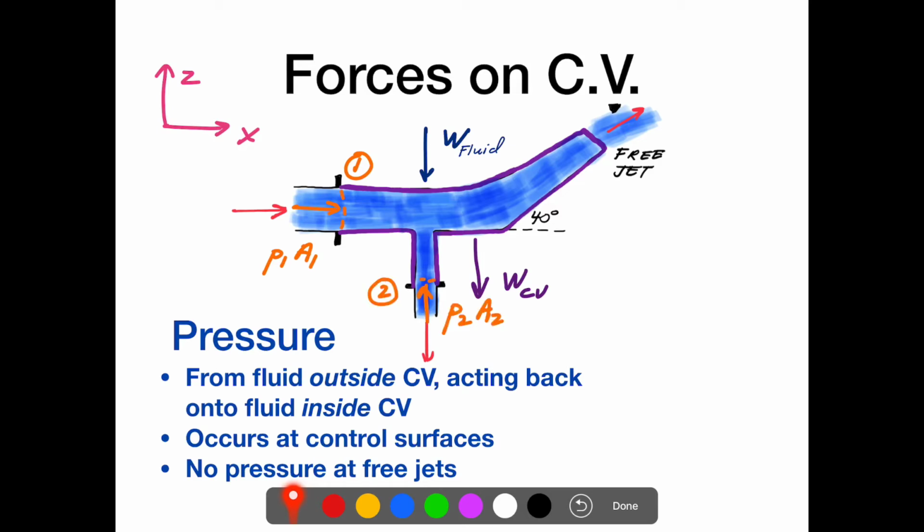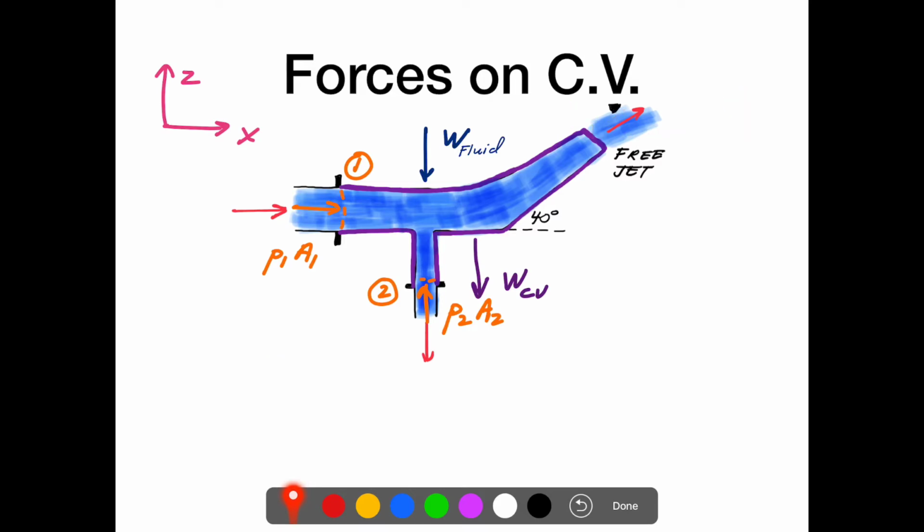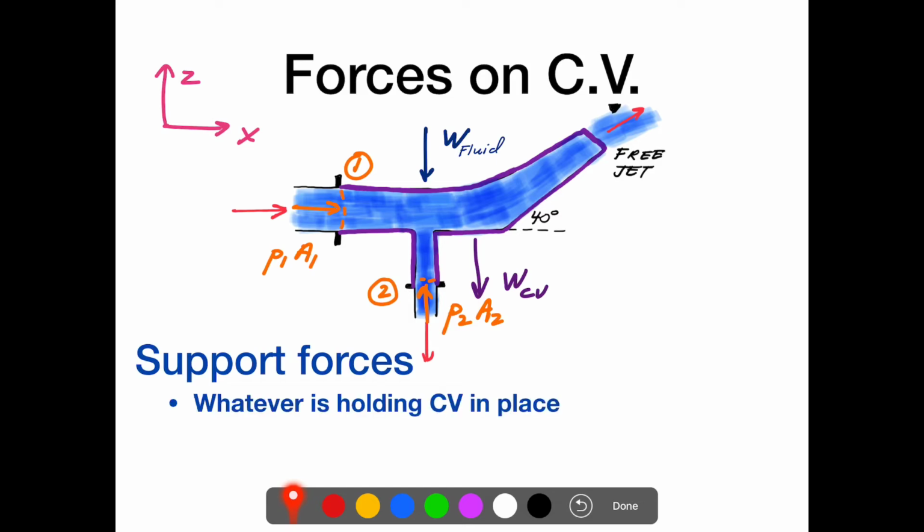Section 2, P2A2. So notice it's acting back in on the control volume. That's the key with the pressure force. And I'm going to go ahead and write in a P3A3 up there. Obviously the P3 is 0, but sometimes you have to deal with that. And for the pressure, you would need to break that into the vector components in the x and z. So another force that comes into play is the support force. The support force is what we're thinking about and what we're trying to figure out.